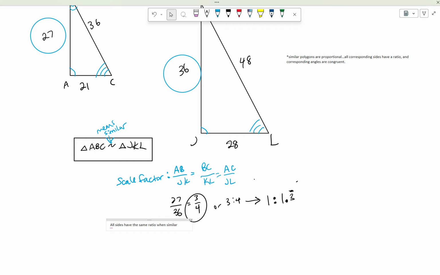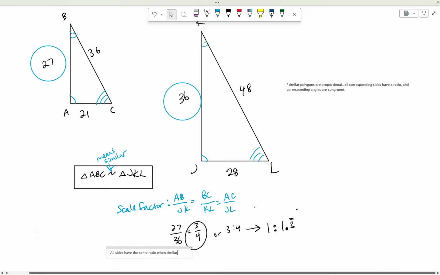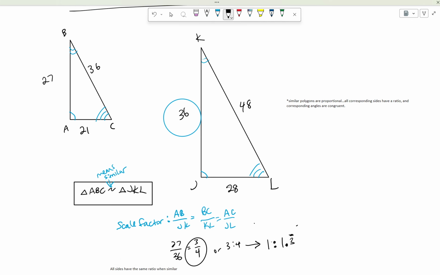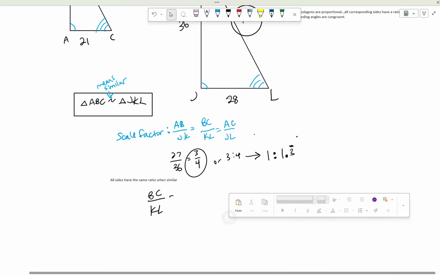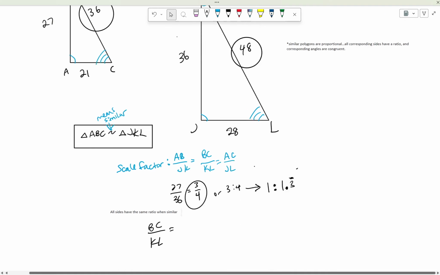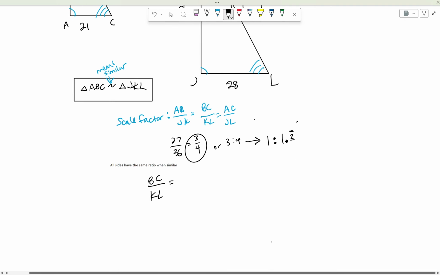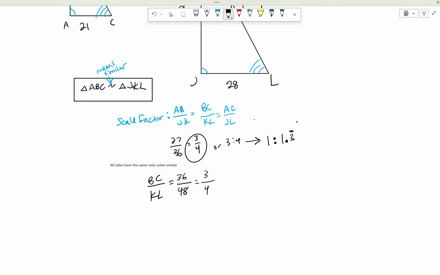Check it out. So we did AB to JK. Let's do BC, that's 36 to 48. BC to KL. Again, arithmetically speaking, 36 to 48. Both divisible by 12. 36 divided by 12 is 3. 48 divided by 12 is 4. So no surprise, it's 3 to 4.